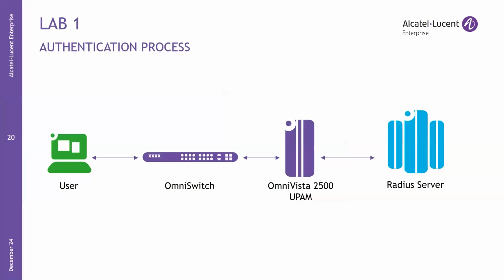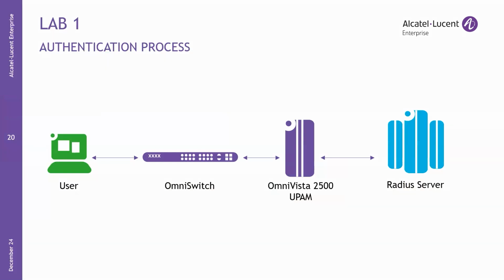Here is the authentication process. First, the user authenticates using either their machine or user certificate via 802.1x. The OmniSwitch forwards this authentication request to OmniVista UPAM using the RADIUS protocol. In this setup, we use UPAM, the integrated RADIUS server within OmniVista, as a proxy. This configuration simplifies management by requiring only one manually configured network access device on the RADIUS server, UPAM.